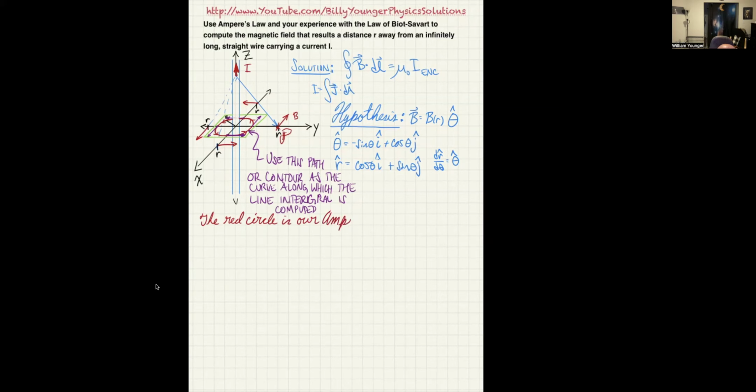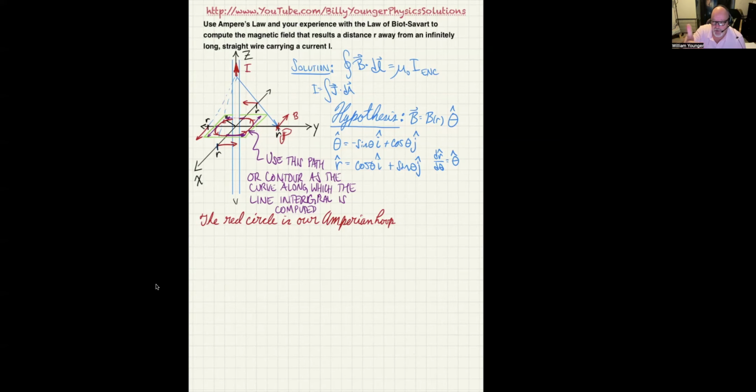Our Amperian loop. So that is what we're going to integrate along. And there is a right-hand rule associated with Ampere's law. Specifically, if you take your right hand and you curl your fingers around the direction of the contour or the path that you're going to follow in the integration, then your right thumb points in the direction of a positive current.